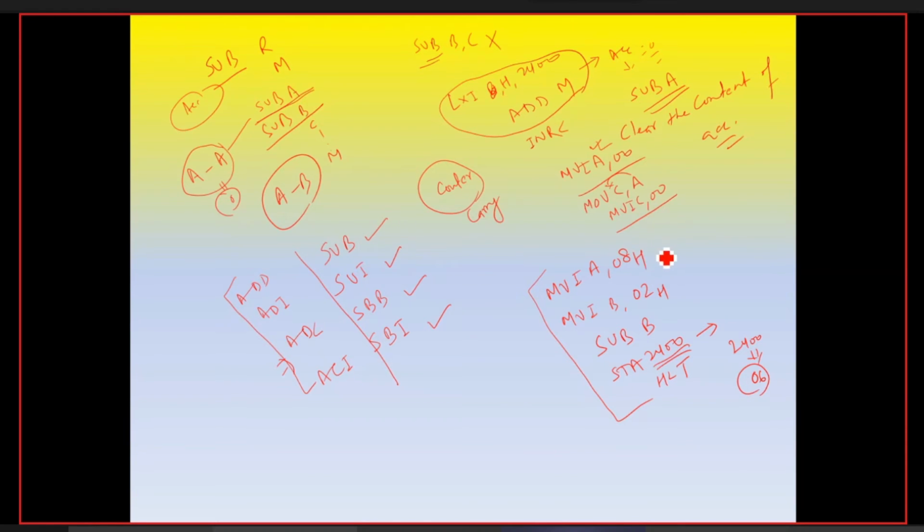Okay, 8 is stored in the accumulator, 2 in B. With SUB B, A minus B is performed internally and the result of this A minus B is stored in the accumulator by replacing the original value, and we are storing that value to location 2400. So it means 06 is there. So this is about the SUB instruction.